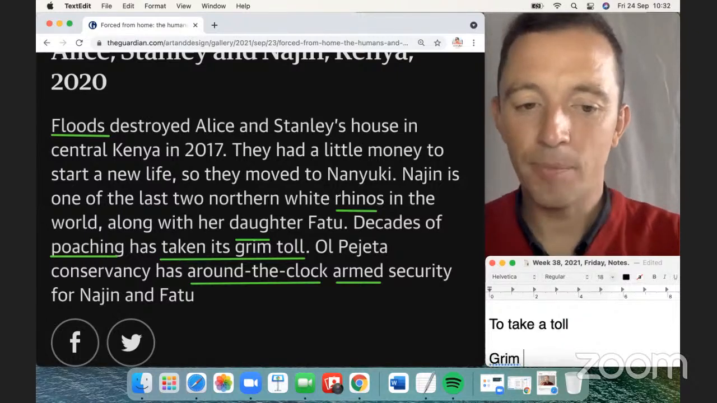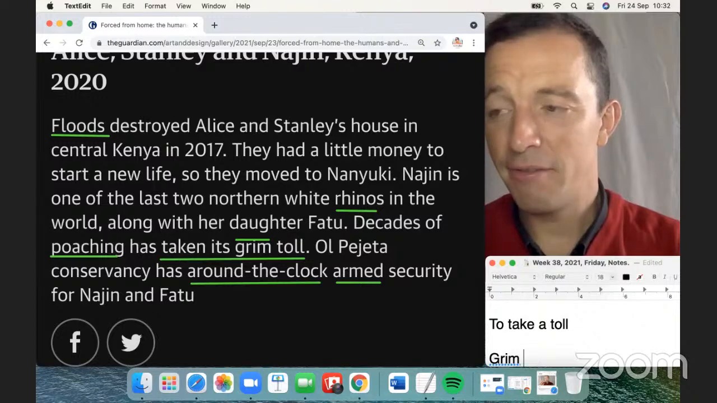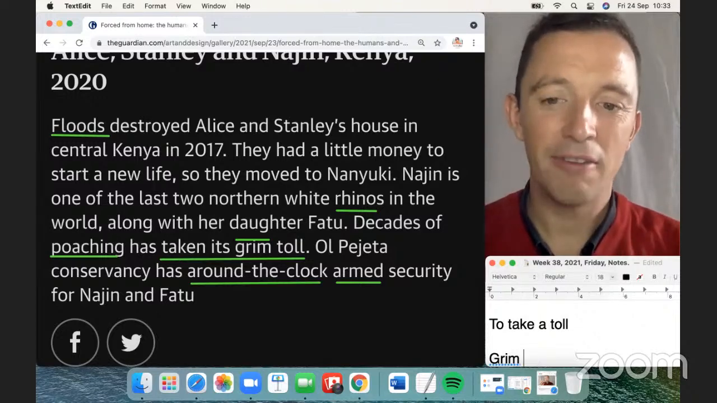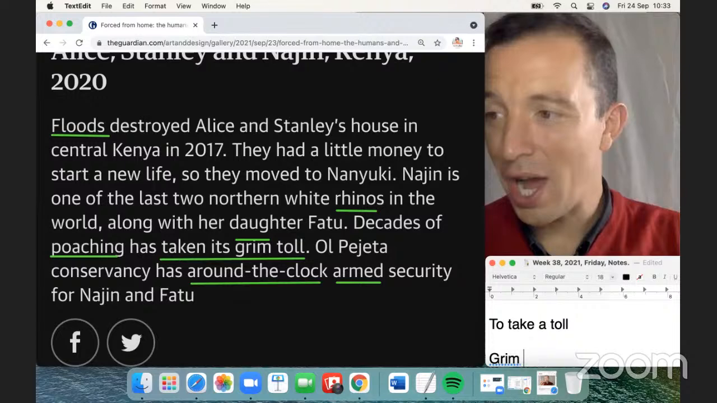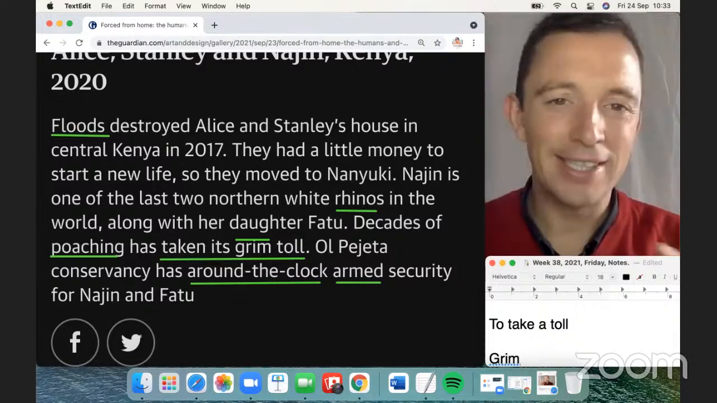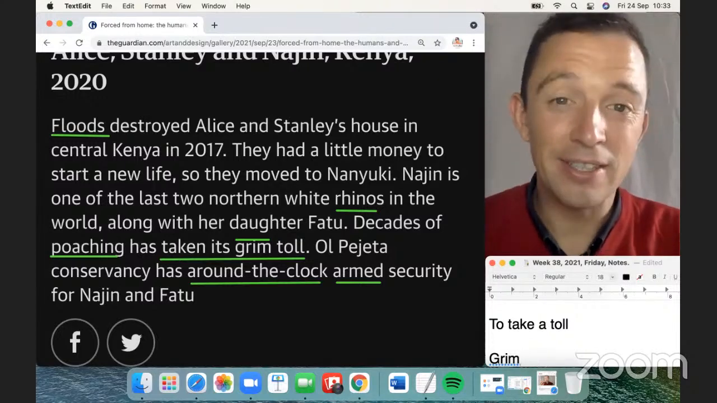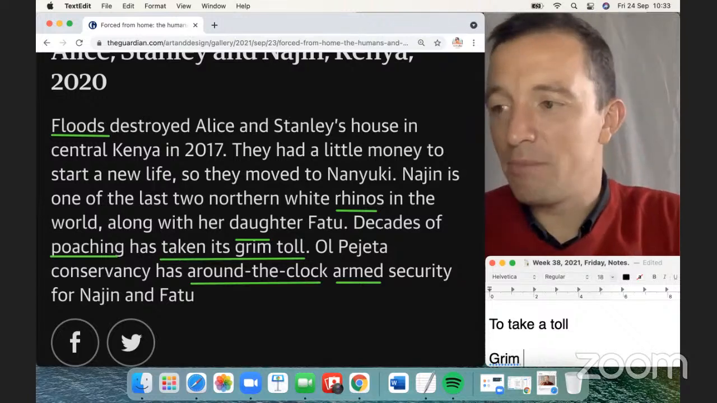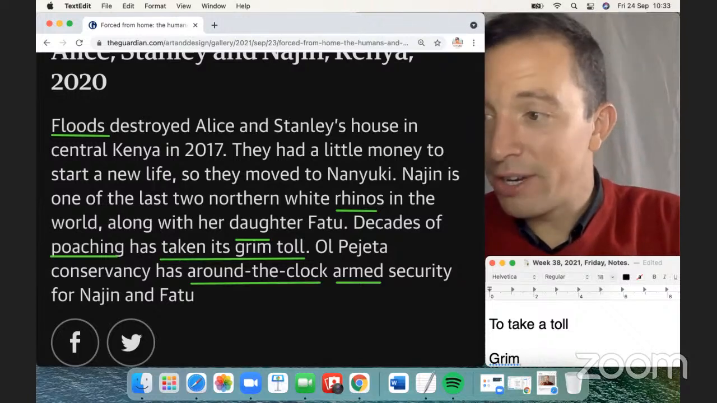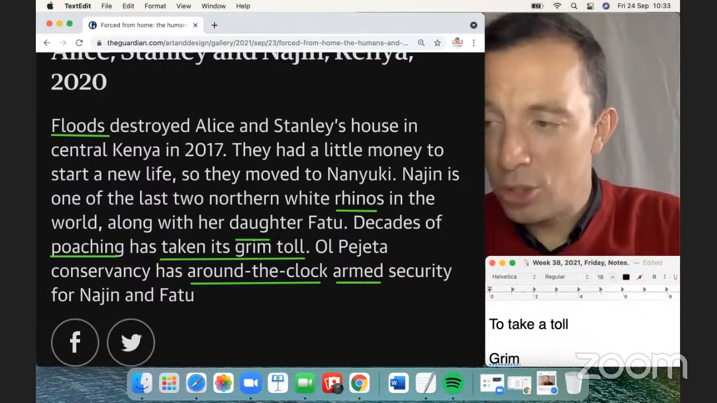And grim is a very good adjective, very dark, very depressing, very sad. So the weather is very grim. The weather is very sad. The weather is very depressing. The weather is very bad. The same for news, very grim news, very grim situation, very depressing, very sad.